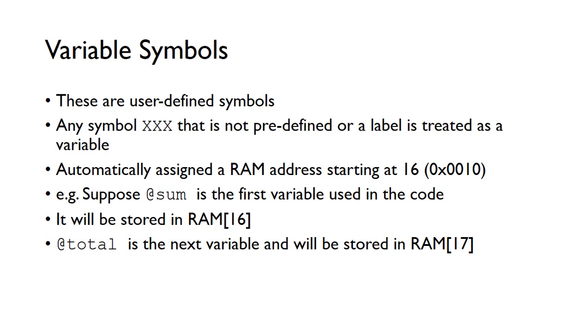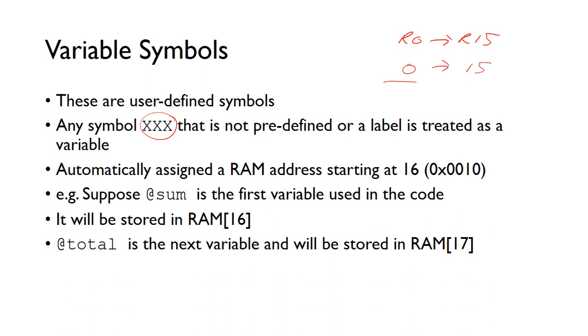Then we've also got variable symbols. Again, these are user defined, so you use these when you're writing your program. Any symbol, I'll just call it XXX here, that's not a predefined symbol and is not a label is treated as a variable. The symbol is automatically assigned a RAM address starting at 16. We know R0 to R15 represent the first 16 slots in memory, 0 to 15.